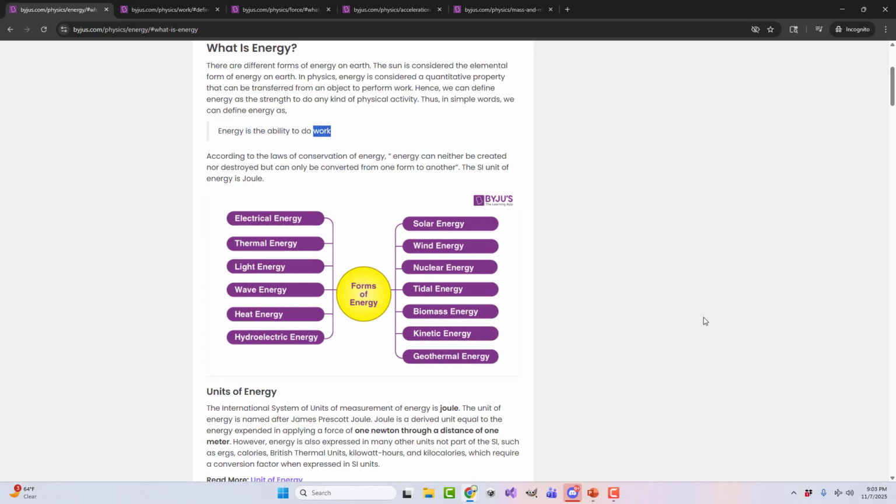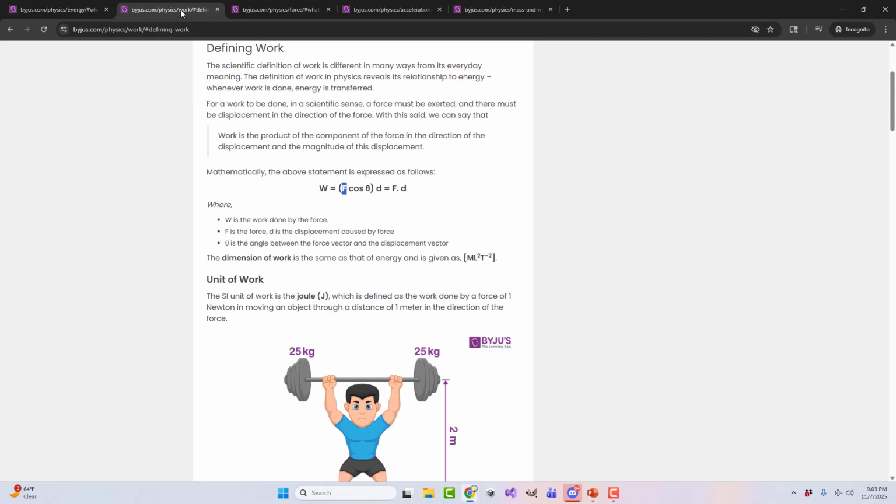Okay, here we are at byjus.com, and the definition is given for energy. Energy is the ability to do work. This leaves us with an obvious problem, which is, what is work? I can't define energy in terms of work unless I know what work is. So let's go and look up work.